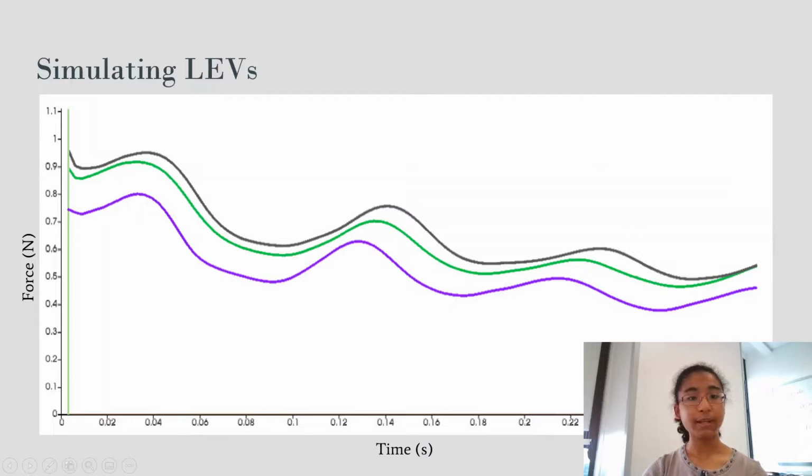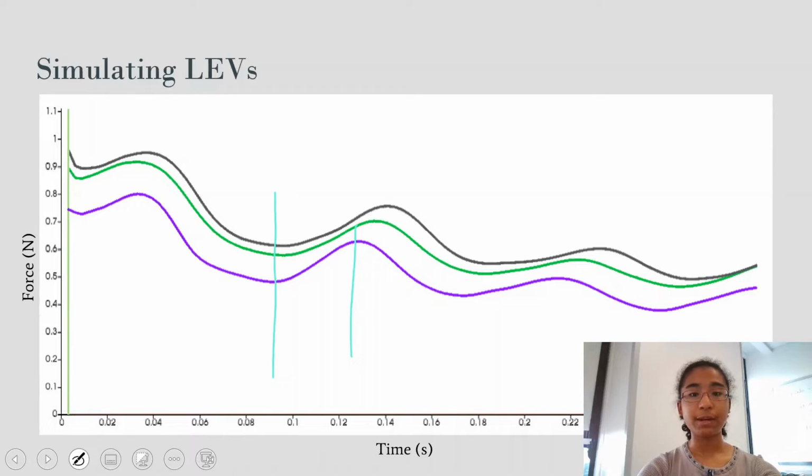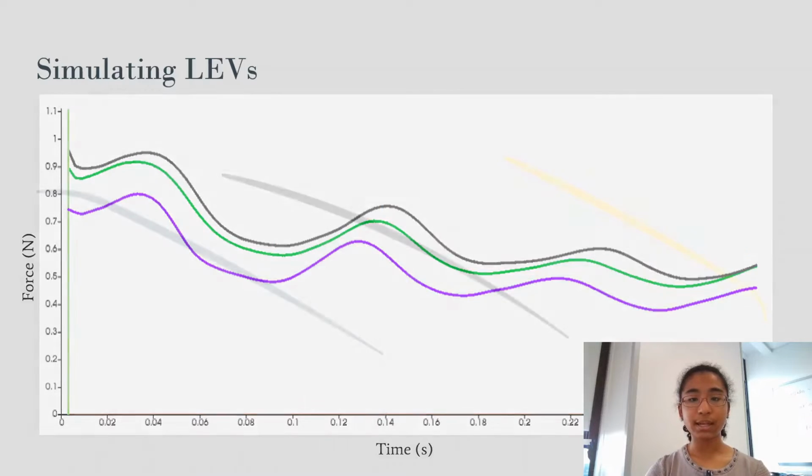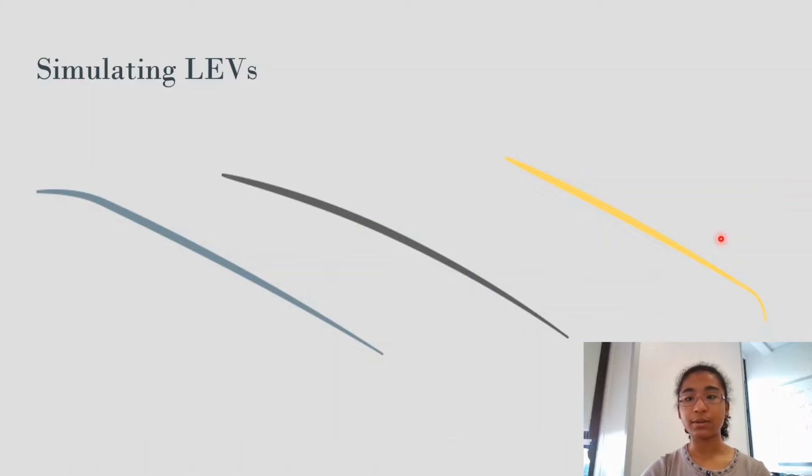This is a subset of my data. We know that when the lift is increasing, the LEV is developing, and after the lift starts decreasing, the LEV has been shed. From this, we can analyze the data by finding out these peaks and troughs, and from this picture right here, we see that the gray curve has the largest amount of time where the LEV is attached. This actually corresponds to this yellow airfoil over here.